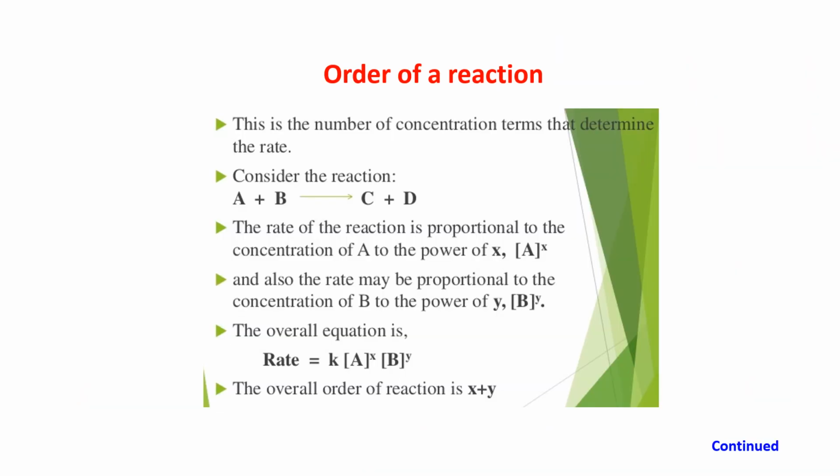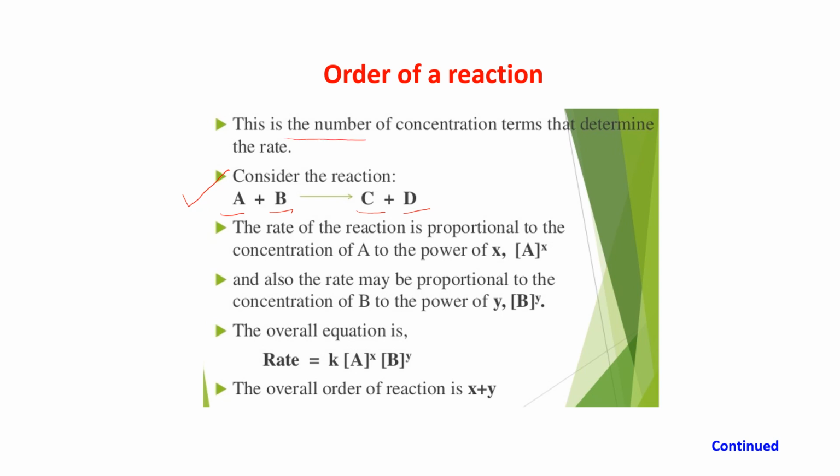Order of a reaction. You have learned order of a reaction in standard 11, and this is also there in standard 12. So slowly we are entering into the standard 12 syllabus. Now what is order of a reaction? Here in this slide we have taken the reaction A plus B giving C plus D. We have the reactants A and B, so these are concentration terms, and C and D are the products, so these are also concentration terms. How do we find out the rate?